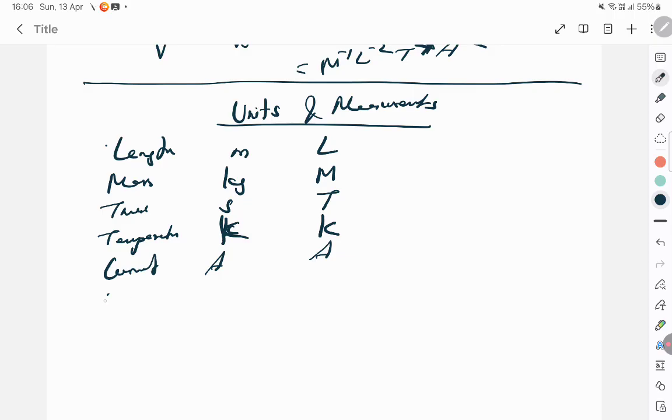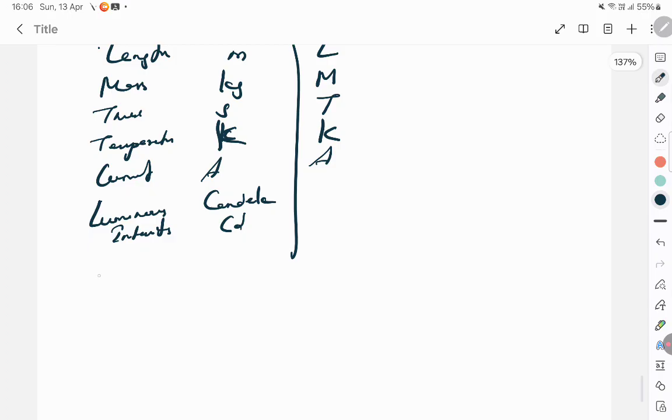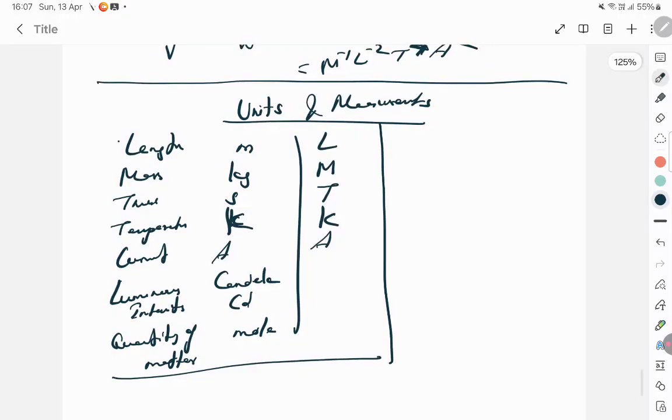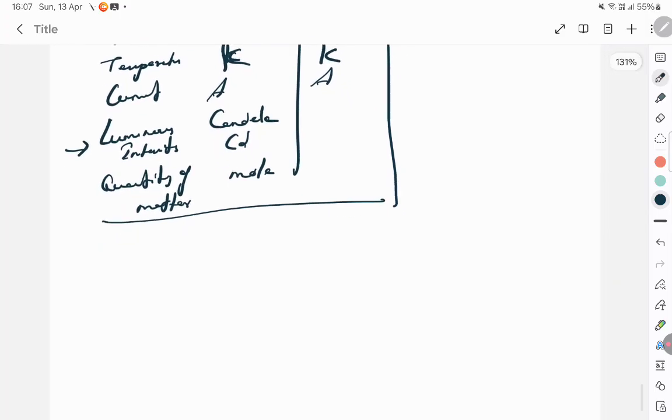So I'm going to teach you something called luminous intensity. I'll explain all this. Its SI unit is candela, they call it cd. They're not talking about any dimensional formula for it, we'll leave it like that. And quantity of matter is called the mole. You would have heard of it, 1 mole and everything. So these are the various quantities and units that we have heard of, but you haven't heard of luminous intensity. So I'm going to teach you all this.